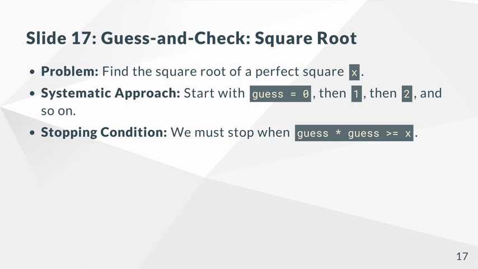If it's exactly equal, we found the root. If it's greater, we know that x isn't a perfect square.